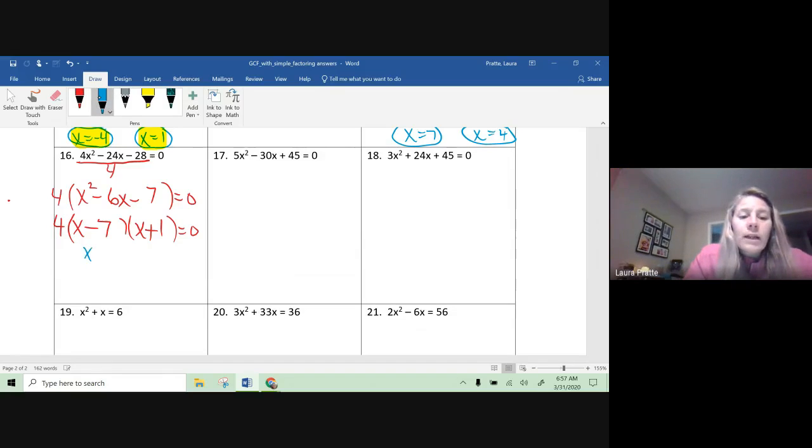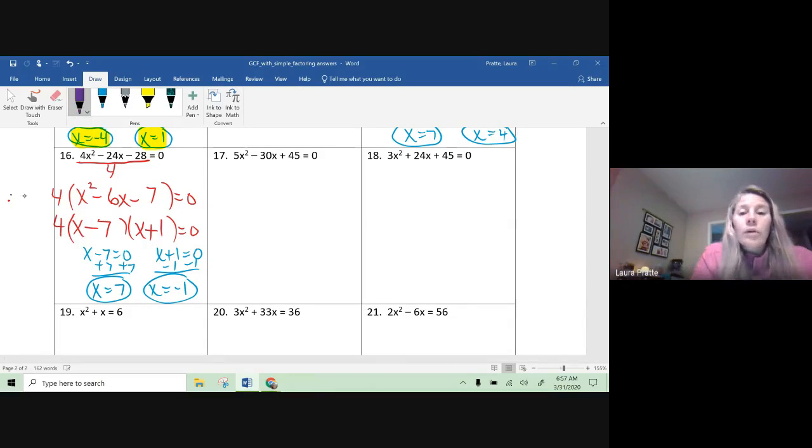Then the two factors that have the x's, we set them equal to 0, and we use zero product property to get our two solutions. So here we have x equals 7, and then over on this one, we get x equals -1.